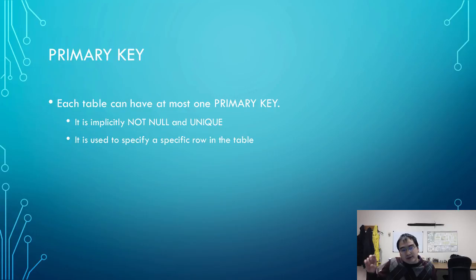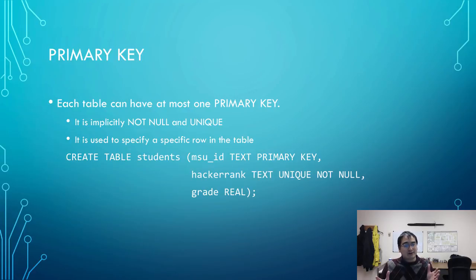It's used to specify one specific row in a table. You can't have more than one primary key in a table. And the way that you specify it looks like this. You would say, hey, one of the columns, MSU ID in this case, is a textual column, and it's the primary key for the table. And you can have other columns, but they can't be primary keys.